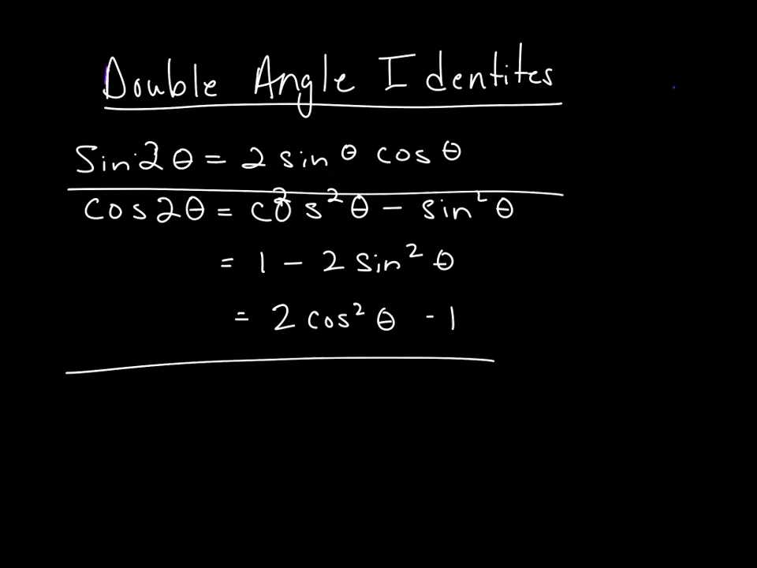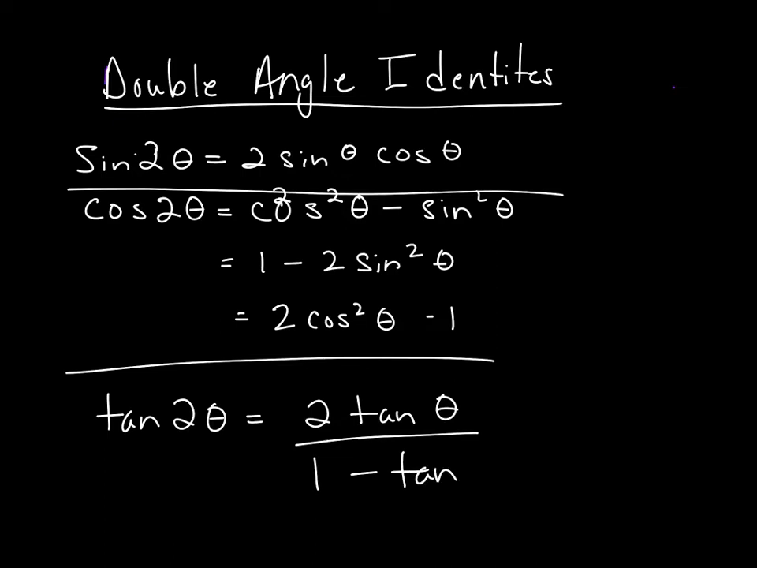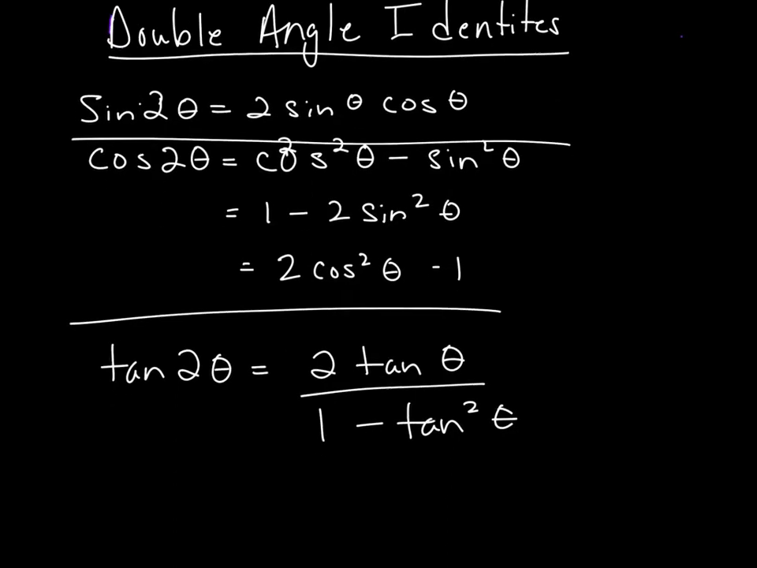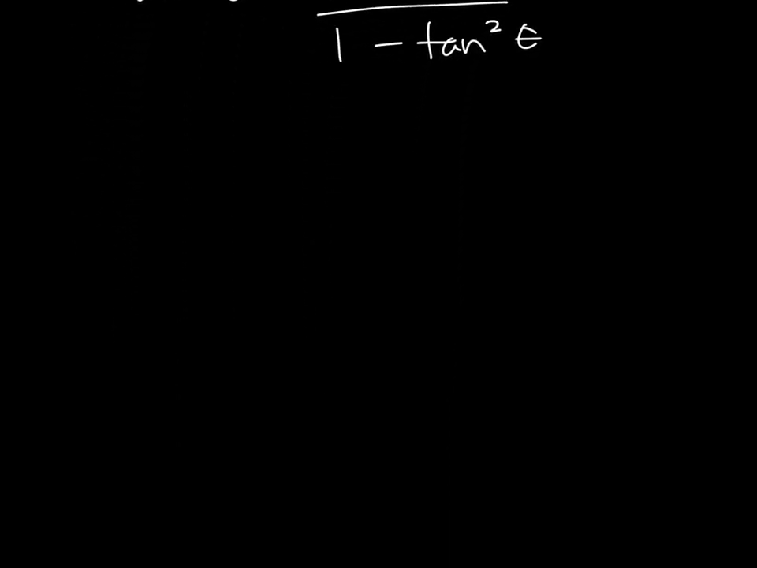And then the tangent of 2 theta is equal to 2 times the tangent of theta all over 1 minus the tangent squared of theta. All right, what we're going to do with these today is find the exact value of some trig functions. So in order for us to do this, we need to remember a little bit of what we did in the very beginning of the semester.